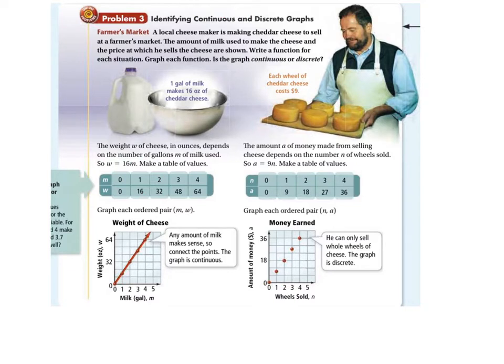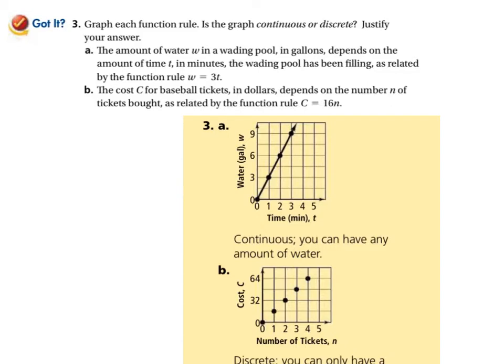And you've got to think about what makes a situation make sense. Like when we're talking about people, then you're probably going to have discrete because you don't bring in parts of people. That's disgusting.